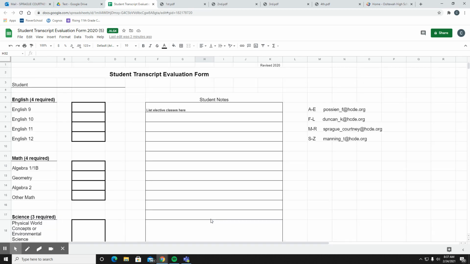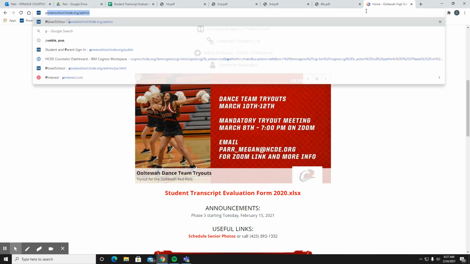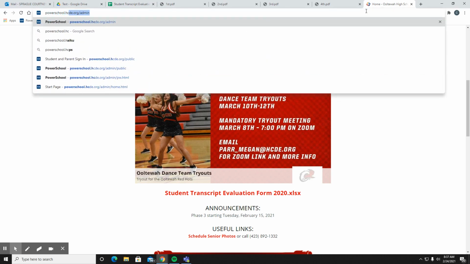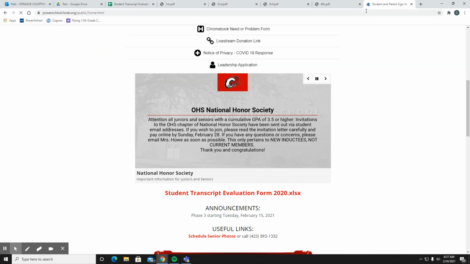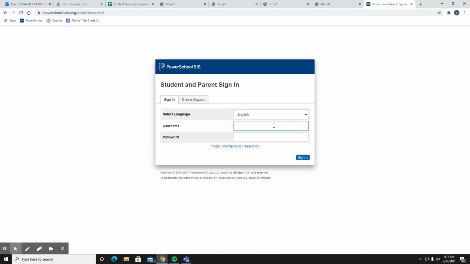So now that we have gone over the transcript evaluation form, we are going to get into your student PowerSchool so that we can look at what classes you have taken. So what you're going to do is go to PowerSchool. It is powerschool.hcde.org/public. Public should be the one that comes up automatically. You're going to type in your username and your password. If you don't know that, then you'll need to email your counselor.